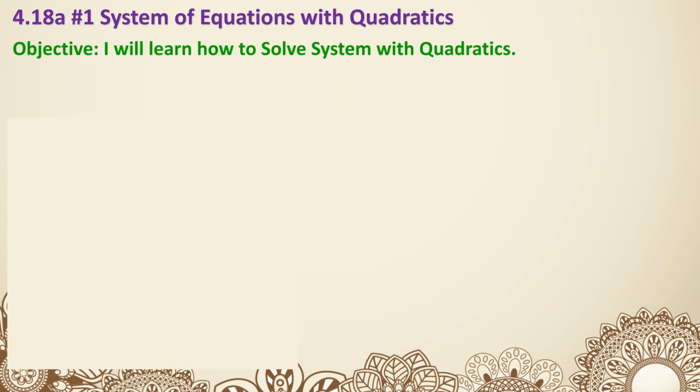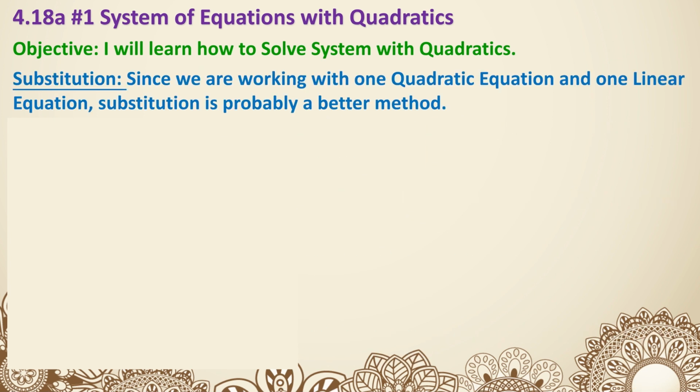Now let's start solving system equations with quadratics. We can't exactly use elimination because one equation is going to have x squared, the other doesn't. So we can't eliminate anything. That's why we have to use substitution.